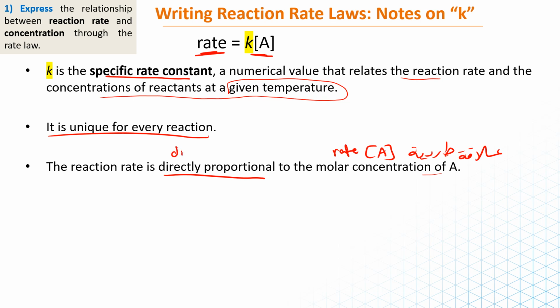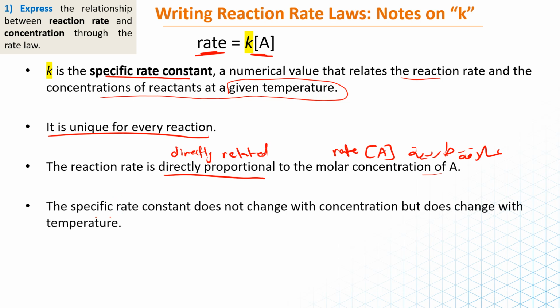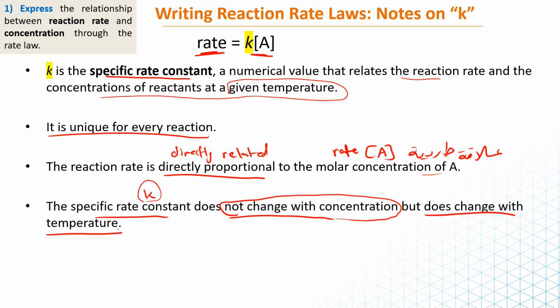Directly proportional, معناها directly related, علاقة طردية. The specific rate constant does not change with concentration. يعني مهما أغير الـ A, الـ K does not change. But it changes with temperature. إذا غيرنا درجة حرارة التفاعل تتغير الـ K. إذا غيرنا الـ concentration الـ K ما تتغير.